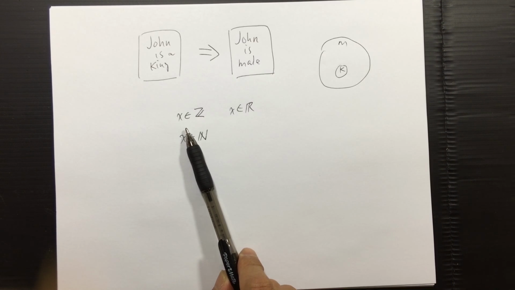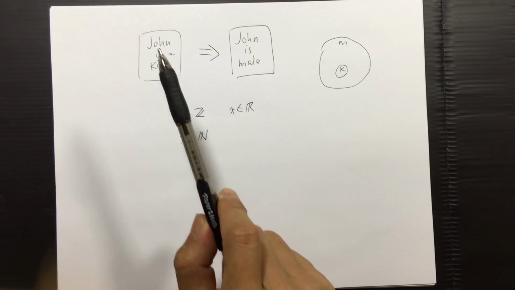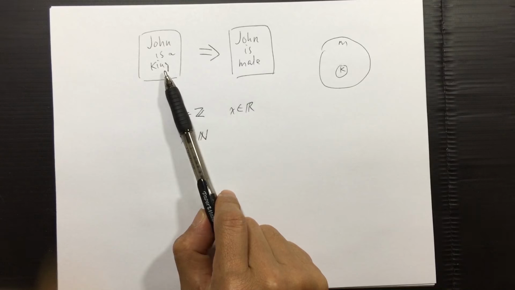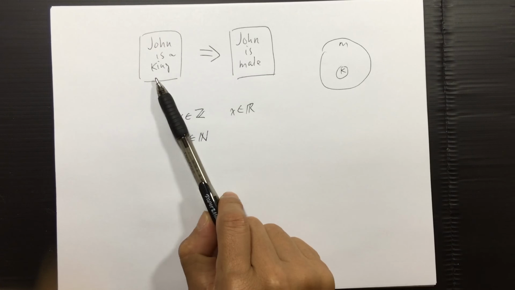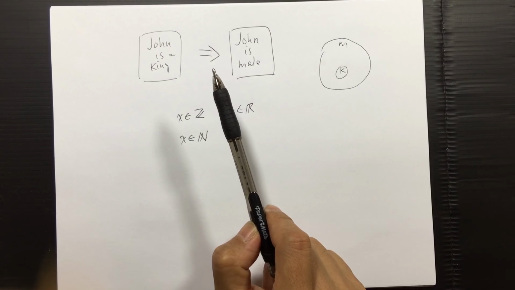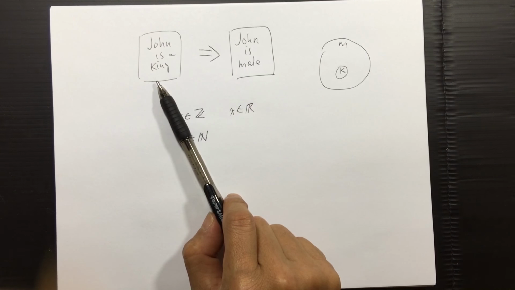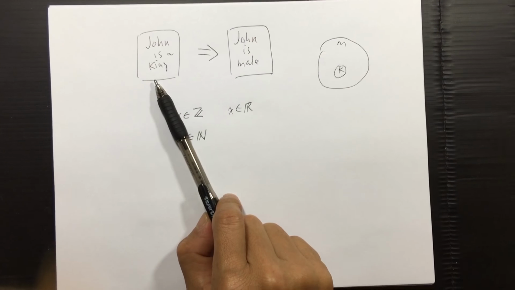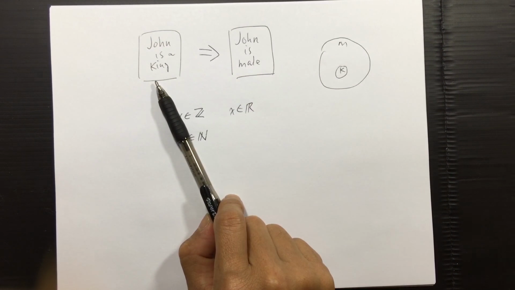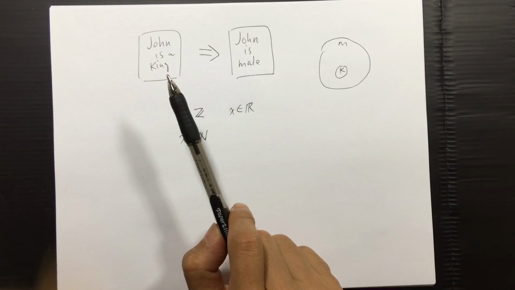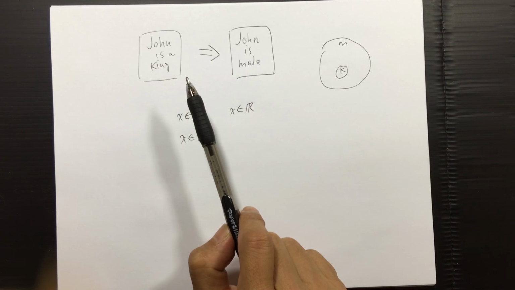So we call this: A is sufficient for B. This is sufficient for this. Sufficient means enough, right? You have enough for this. This is not enough for this. But this is necessary for this. In other words, you say John is a king, then he's necessarily male.